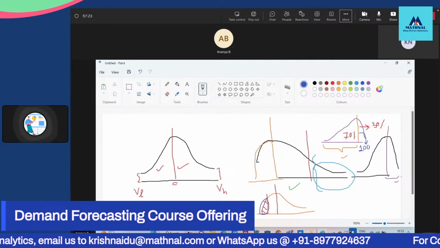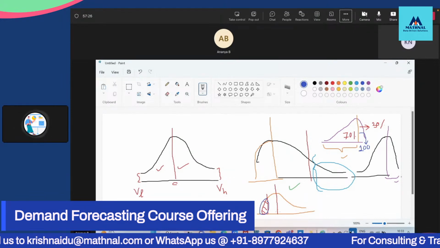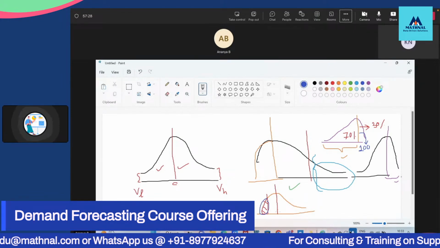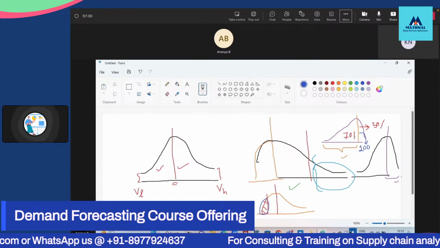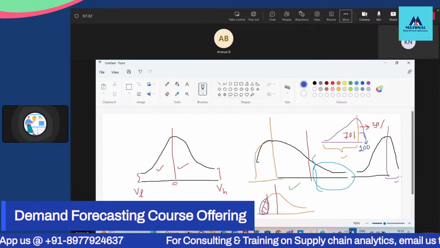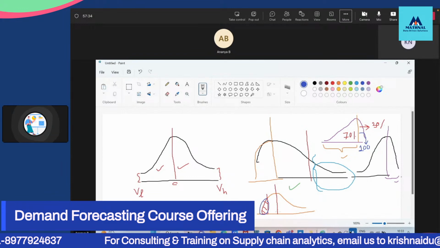So the purpose is very, very clear. I am going to make my decision based on 6 months only, but I am just trying to capture the variability. That's why I'm trying to make it more granular.